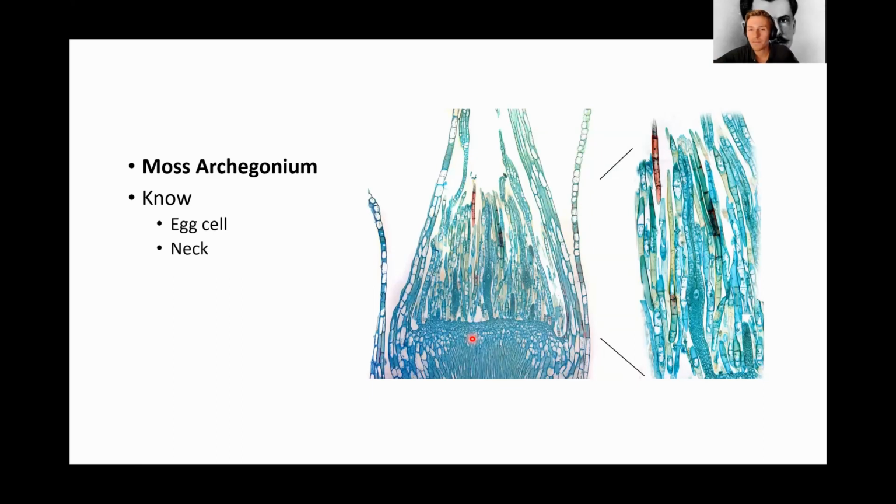Moss archegonium. This is a moss archegonium, makes eggs. So moss antheridium, moss archegonium is part of the gametophyte, and it makes an egg. Know what the egg cell is and know what the neck is. Neck. What is the neck? The egg cell is right here. You'll see that right there. This nice little structure right here, it houses the egg. So that's the egg cell.